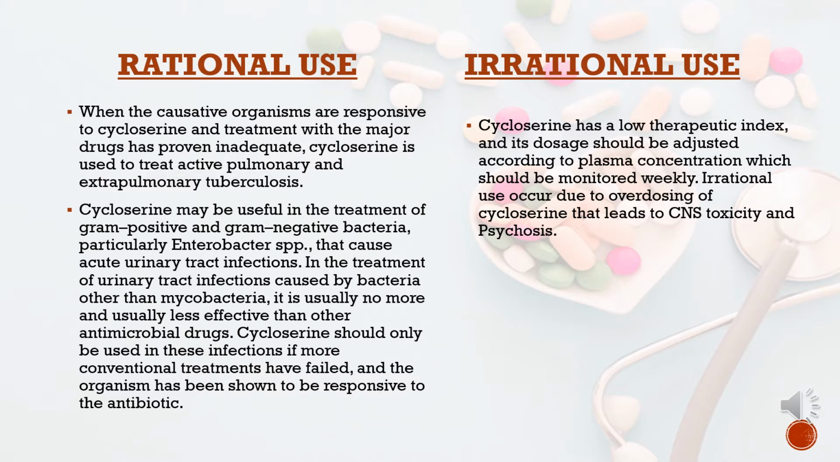Also I have discussed that it is useful as a second line agent for tuberculosis. Why is it useful as a second line agent? Because it is less effective than other antimicrobials. So when the patient becomes resistant to first line agents, we will go for cycloserine. Irrational use: as we know that cycloserine has a very narrow therapeutic window, so its dose should be adjusted carefully, because if overdose occurs it will lead to CNS toxicity and psychosis.